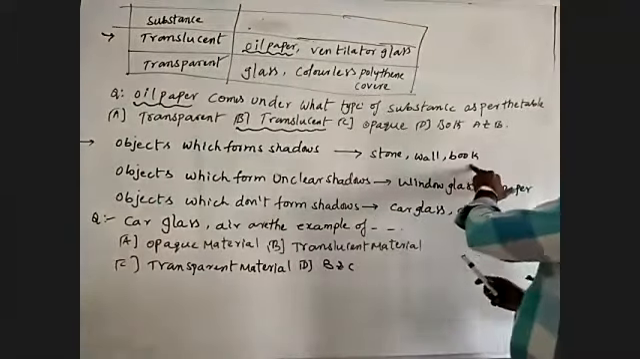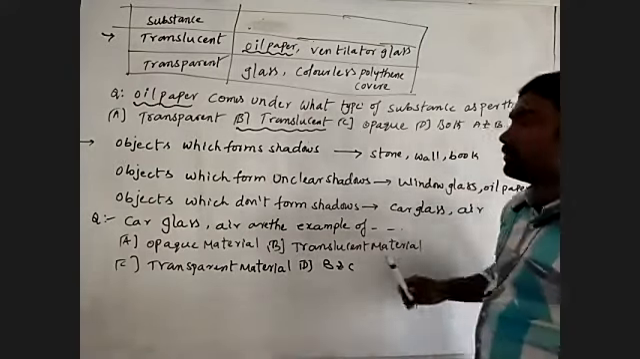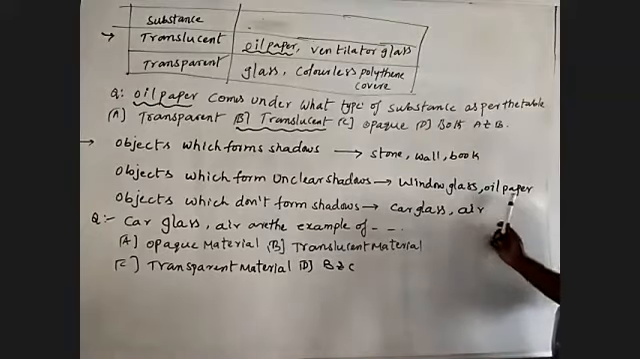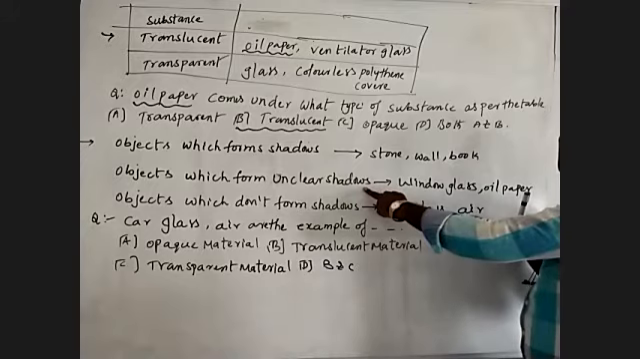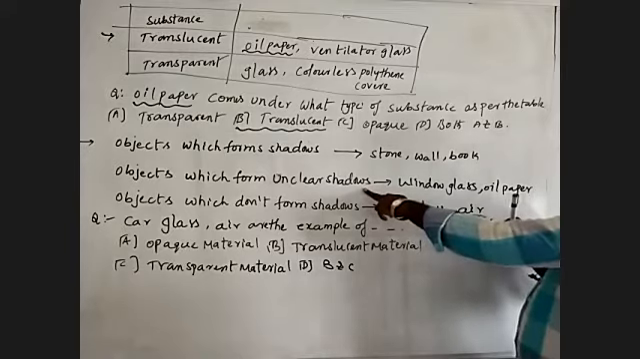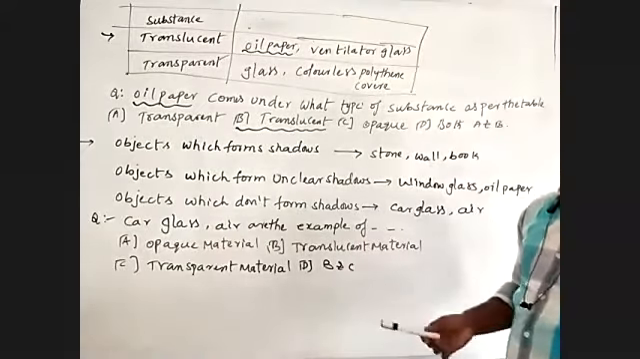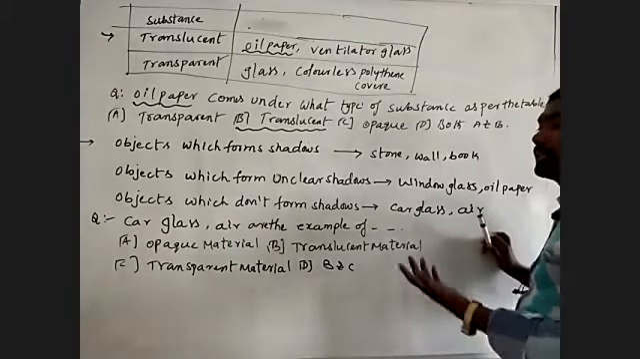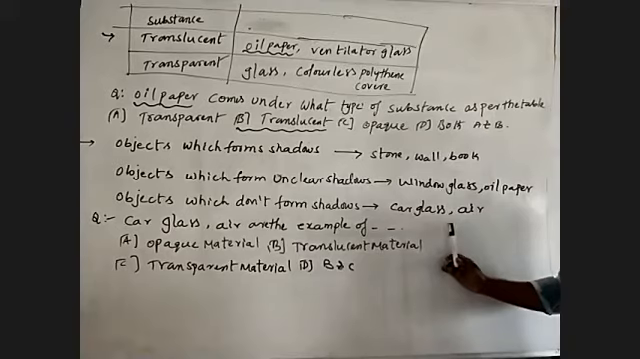Stone, wall, book: those we can consider opaque substances or opaque objects. Objects which form unclear shadows, those are window glass, oil paper. Unclear means they allow partial light through them. So that's why we can say those are translucent substances. Objects which don't form shadows allow complete light through them. The materials which allow complete light through them are glass and air. These are the best examples of transparent materials.